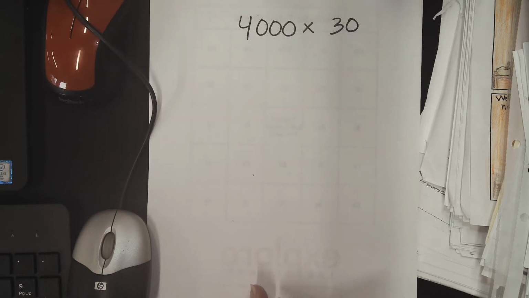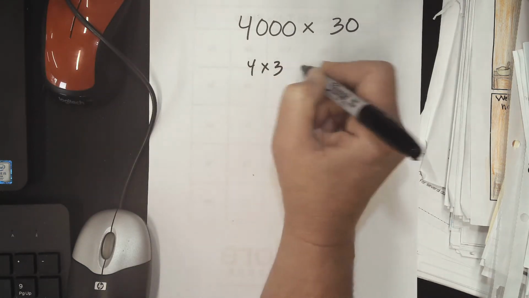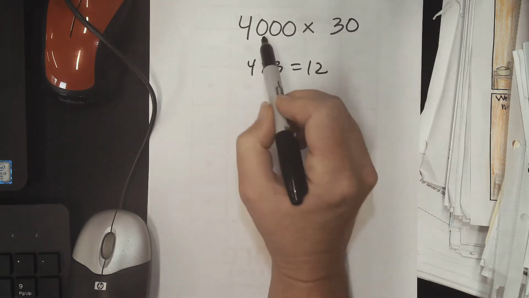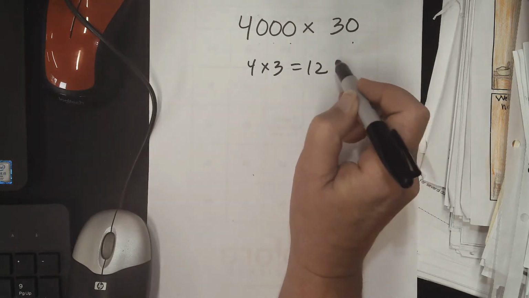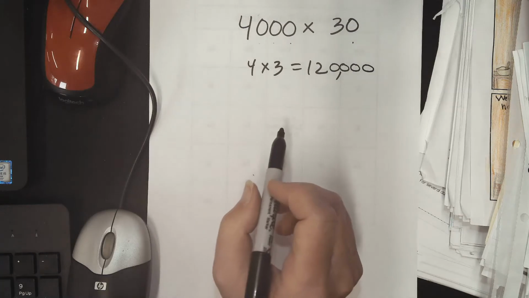Okay, Ellie? I just did 4 times 3 again and added the 4 zeros here. I have 1, 2, 3, 4 zeros, and my answer is 120,000.